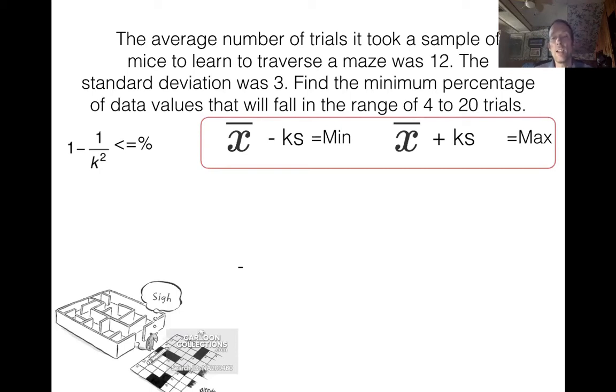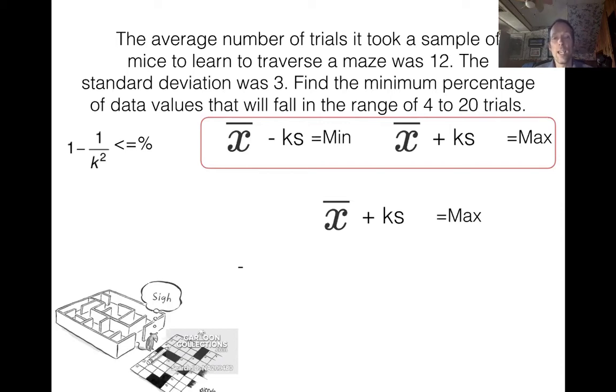Now, we can work either the minimum or the maximum formula to solve for k, and my preference would be to work with positives. So I'm going to take the high side, and I'm going to begin to solve that for k. Algebraically, we're going to turn the formula around to solve it for what k equals, and then once we have that, we'll plug our numbers in from the question.